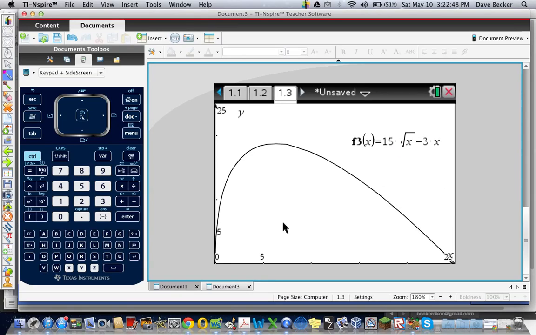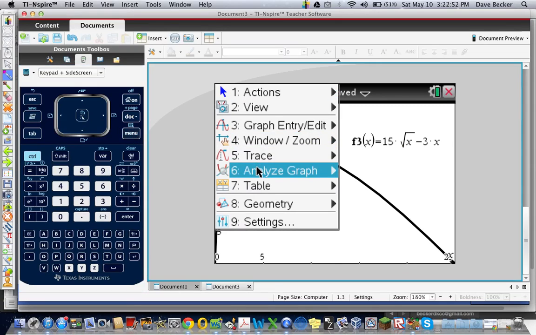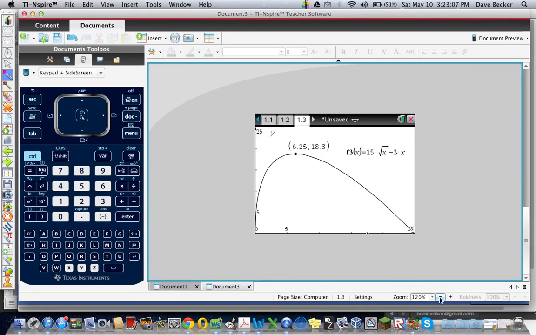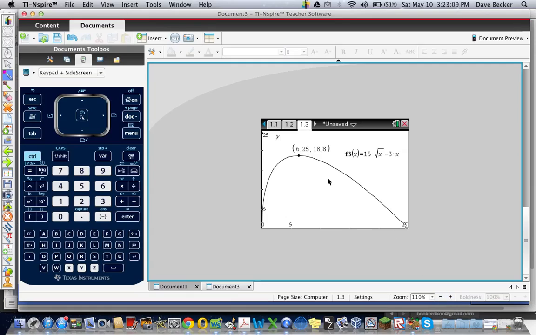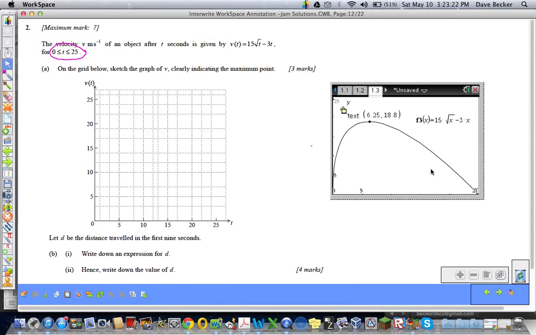It also said clearly indicating the maximum value, so we need to find the max. Analyze graph, maximum. We go to the left of the max, we go to the right of the max, there we go. 6.25, 18.8. So I'm going to shrink that down a little bit, and I'm going to copy it for myself and put it over there, because you guys have it in front of you on your screen. I don't. Okay, so I'll move that over.